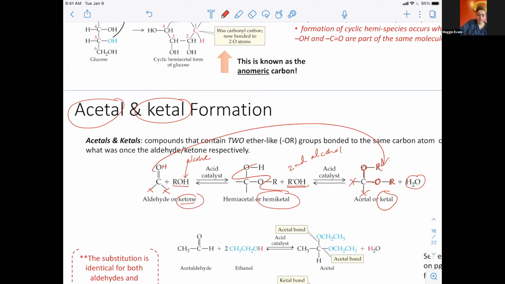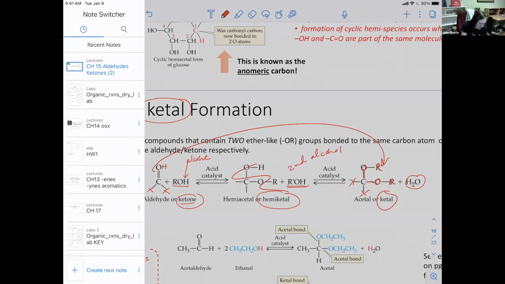What chapter is that out of again? This is chapter 15, I believe. Yes, aldehydes and ketones.